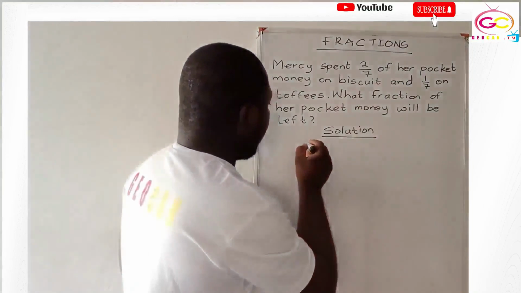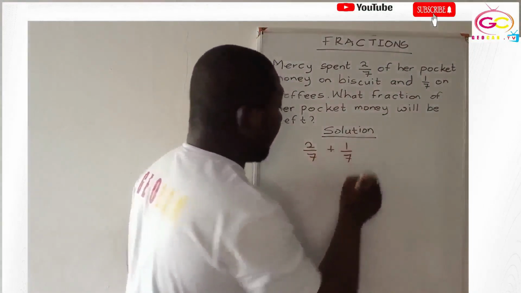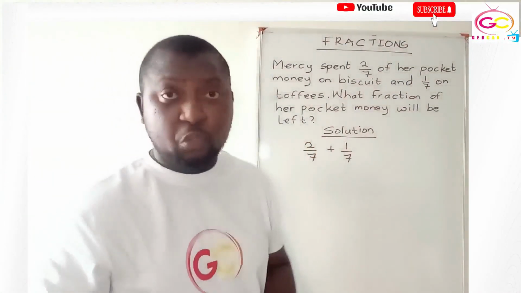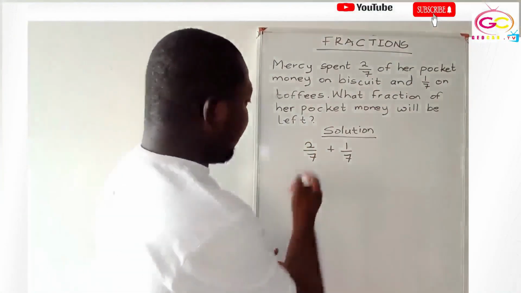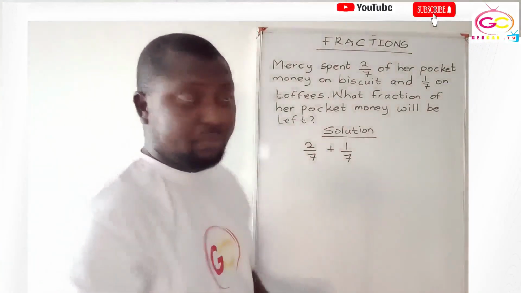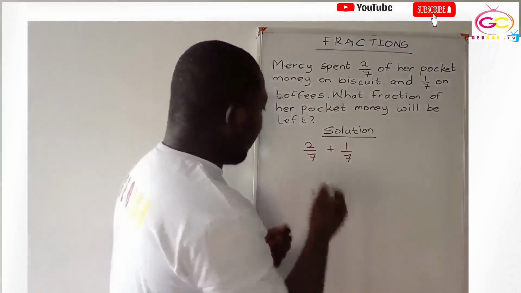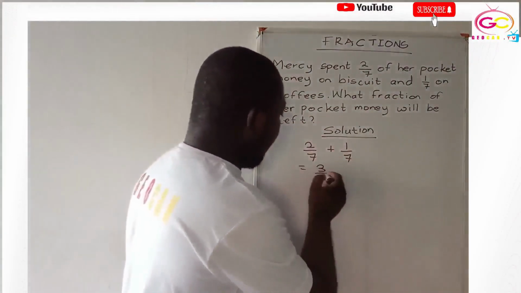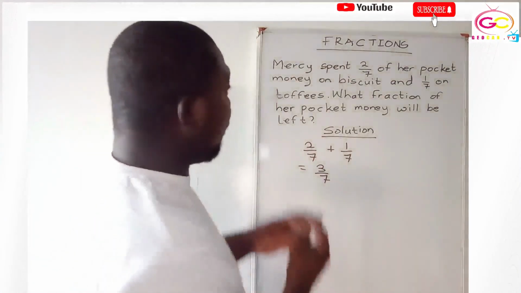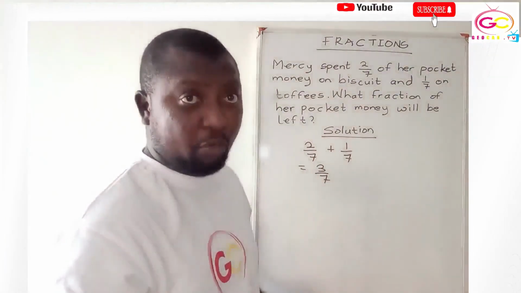So let's do that. We have 2 over 7 plus 1 over 7. This is a simple fraction. Since they have the same denominator, which is 7, you just add the numerators. 2 plus 1 will give us 3, so 3 over 7. Good. This is the total fraction spent.